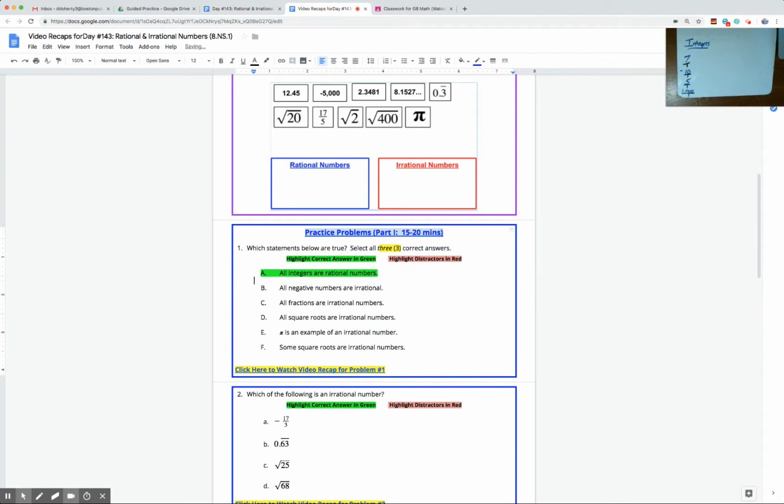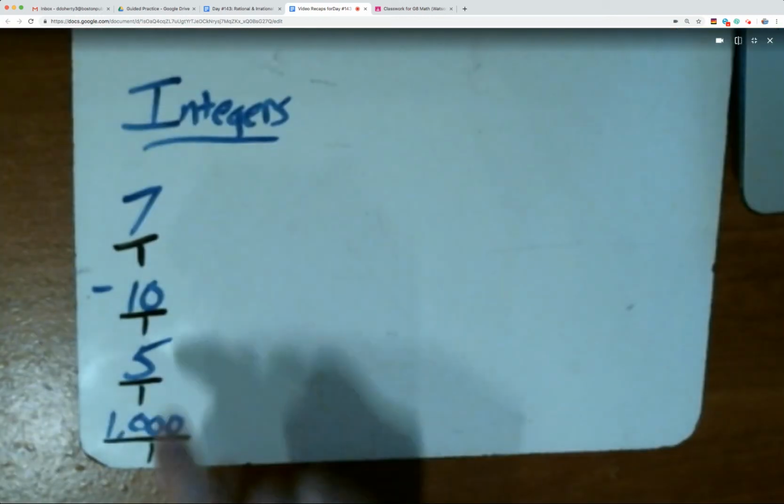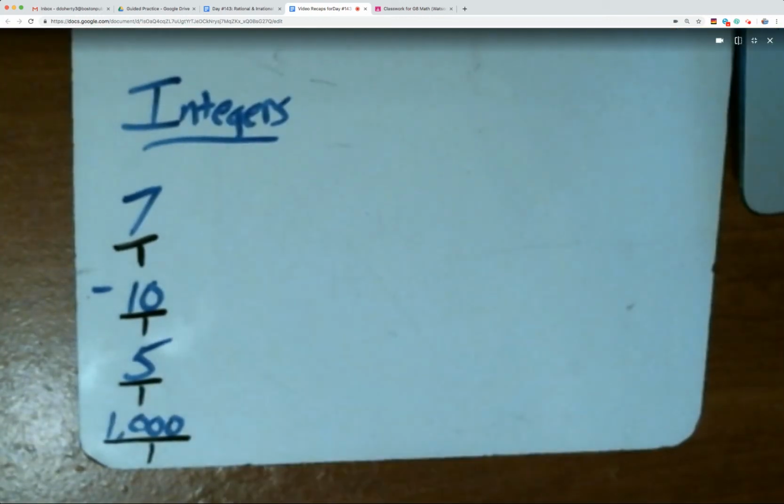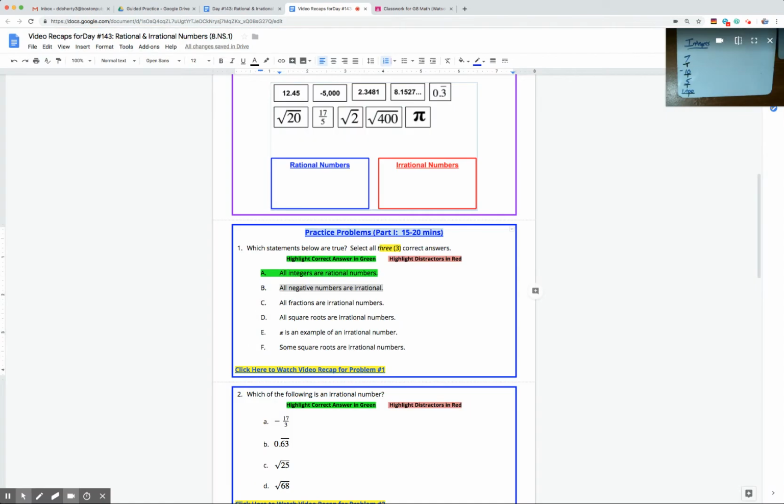Part B says all negative numbers are irrational. And if I take a look at the whiteboard here again, we actually have a negative integer, negative 10. And negative 10 over 1 would be a rational number. So that's one example of why part B, or answer choice B, is false.